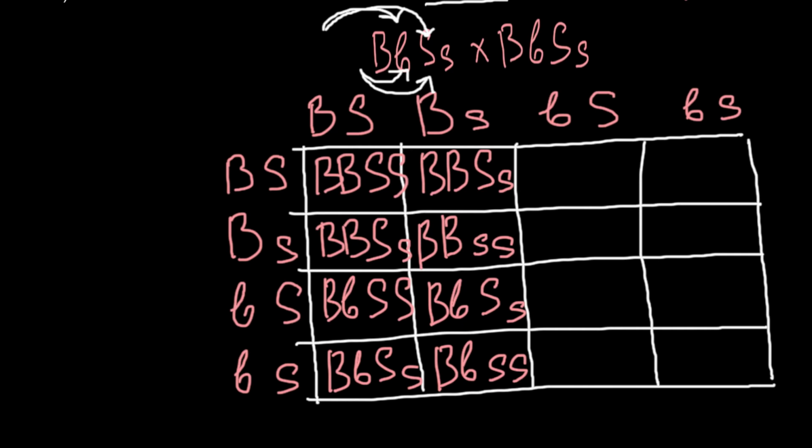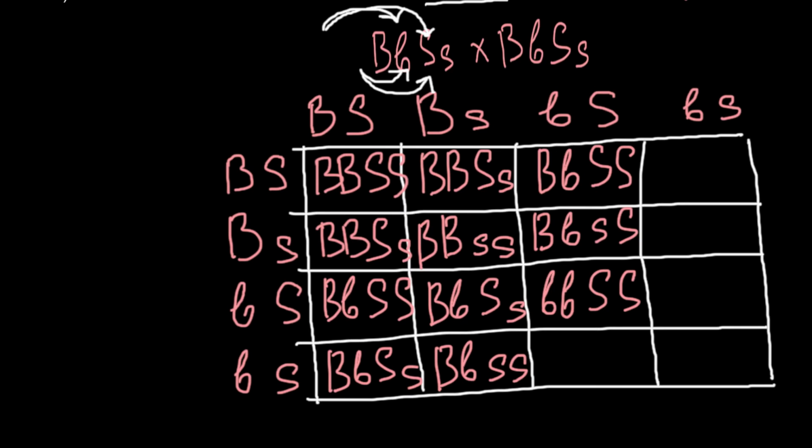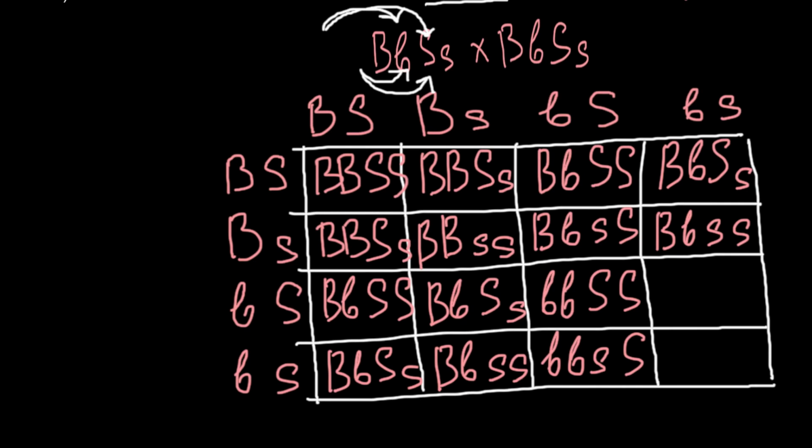The next column would be capital B, small b, and capital S, capital S, capital B, small b, and small s, capital S, small b here, and capital S, small b here, and small s, capital S. And here we are going to get capital B, small b, and capital S, small s, capital B, small b here, and small s, and the last two cells would be small b, capital S, small s, and small b, and small s. So now we have listed all the 16 possible genotypes.